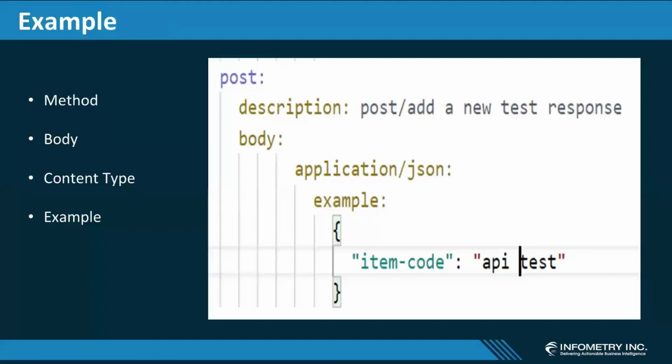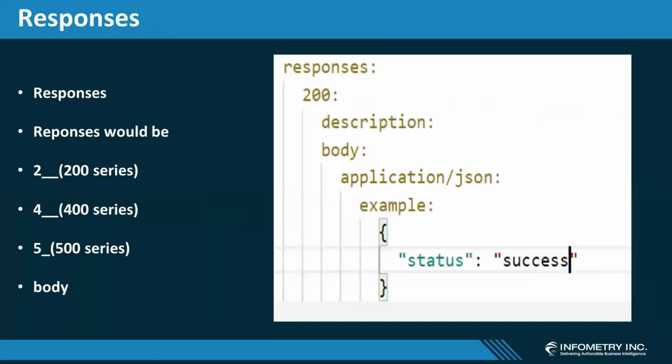Next we'll move to responses. In responses, you can see we can define responses for a particular resource, or we can define them for particular methods like GET and POST. Here I'm defining for a particular resource, like we have the testing resource, right? For that testing resource, I'm defining responses. I'm defining only one response here, that is the 200 OK response.